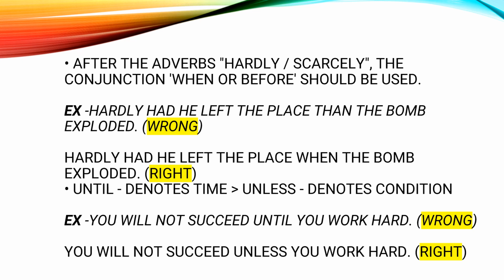Until denotes time and unless denotes conditions. So if you're using until in sentences like until 3 a.m., until 4 p.m., or something like that, if you're denoting time, then you should use until. And if you're denoting a condition, that is, if you are referring to something that must happen first, then you should use unless. For example, "I cannot go from here unless he comes." So you are referring to a situation where I cannot go from here until he comes.